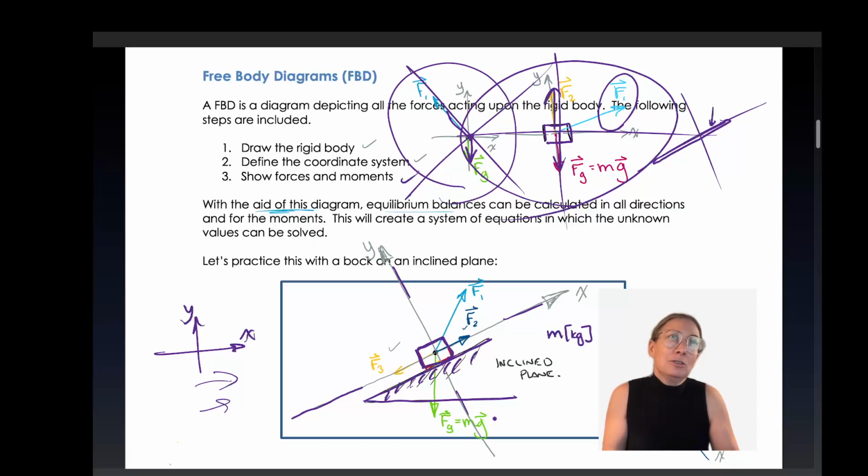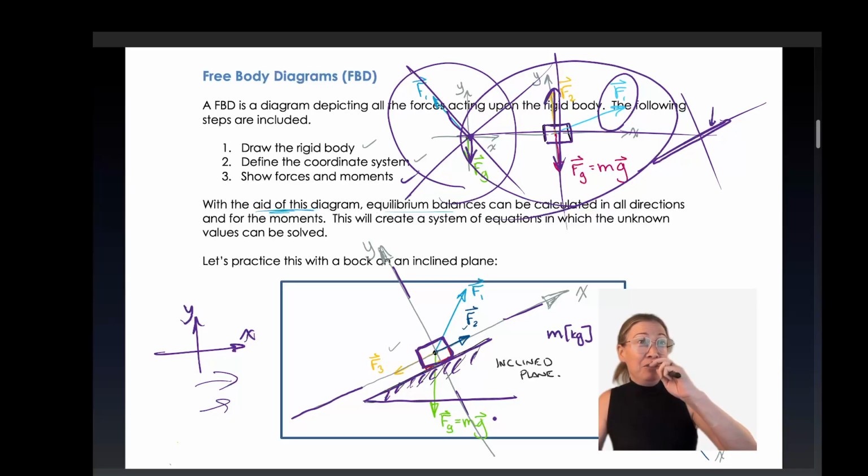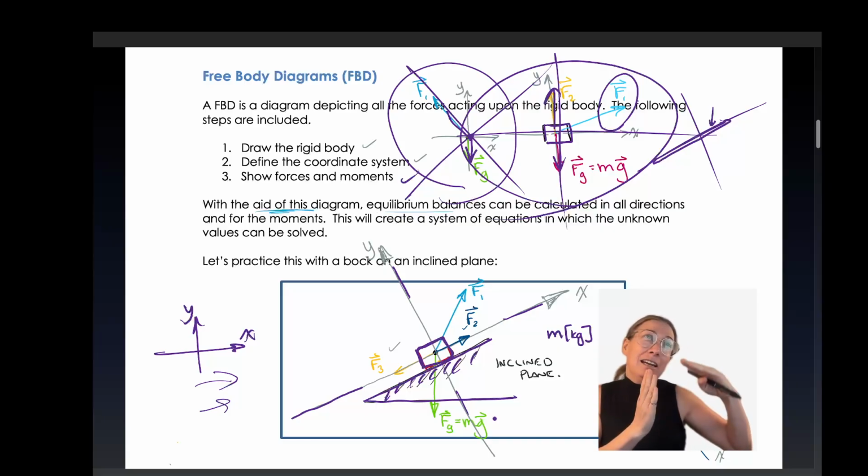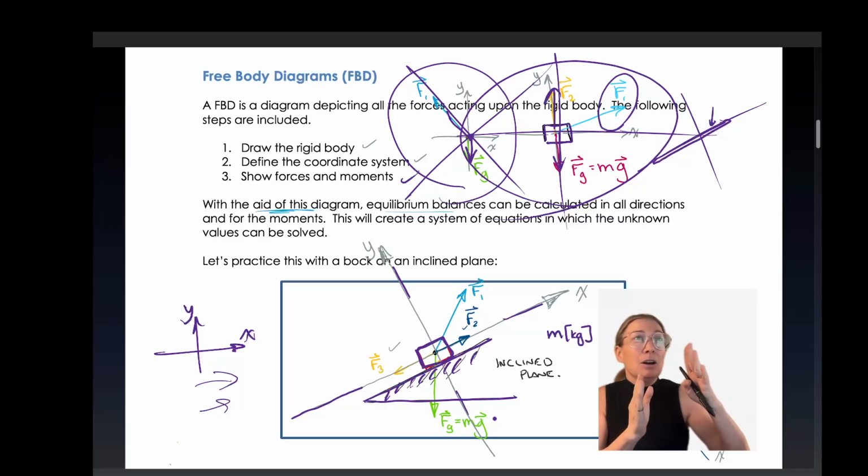That's acting down. And look at the coordinate system I chose for this. I decided to choose the coordinate system that is going sideways, and I chose it sideways because I have F2 and F3 acting in the direction of the inclined plane. So I can do my sum of my forces easily in that X direction, and then FG and F1 are going to be resolved onto the axes, which is a bit harder.